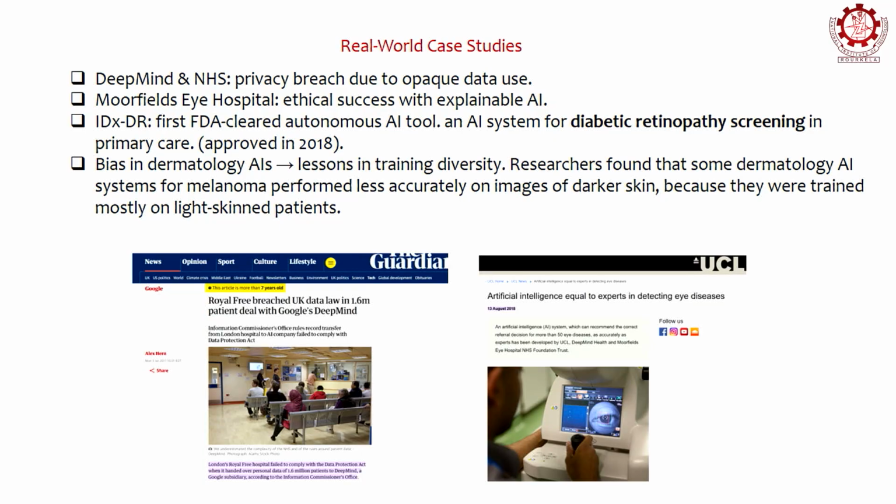Researchers found that these AI systems that were developed for melanoma detection performed less accurately on images with darker skin, because most likely these models were trained with images that showed lighter skin. Right? So this is another example of how biases can creep in. And if you think about dermatology images, it's very difficult to normalize them.